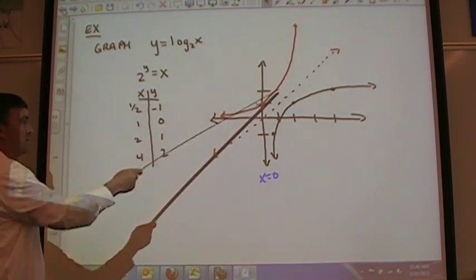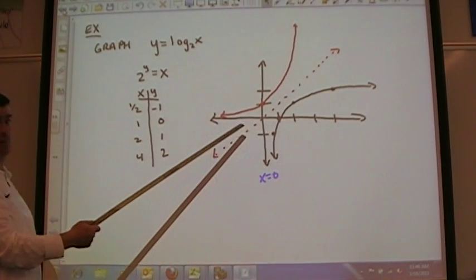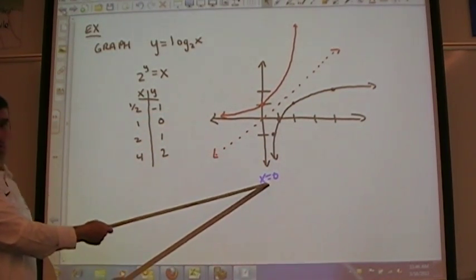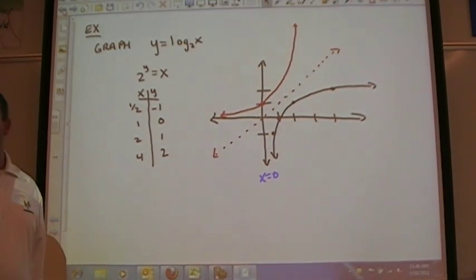Now, we don't have a horizontal asymptote. For the exponential, we had a horizontal asymptote. What type of asymptote do I have in this case? Vertical. Vertical, and what is it? x equals 0. Okay?